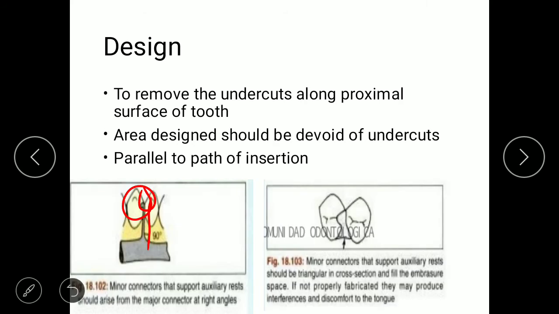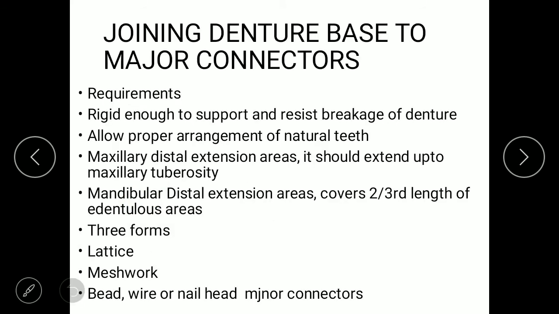Coming to the design, it should remove the undercuts along the proximal surface of tooth. And also the area should be designed to avoid the undercut areas. It should always be parallel to the path of insertion. The next one is the minor connector joining the denture base to the major connectors. There are various requirements involved in this point.